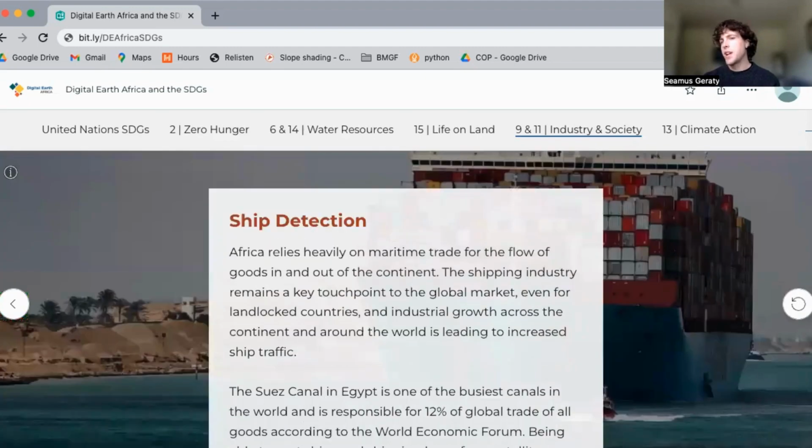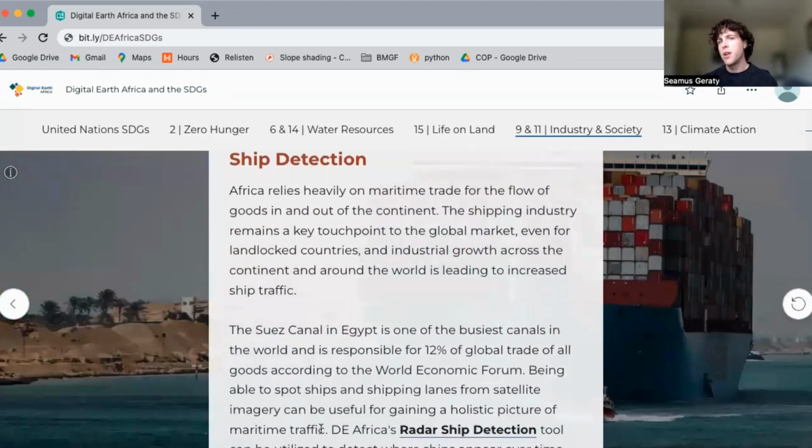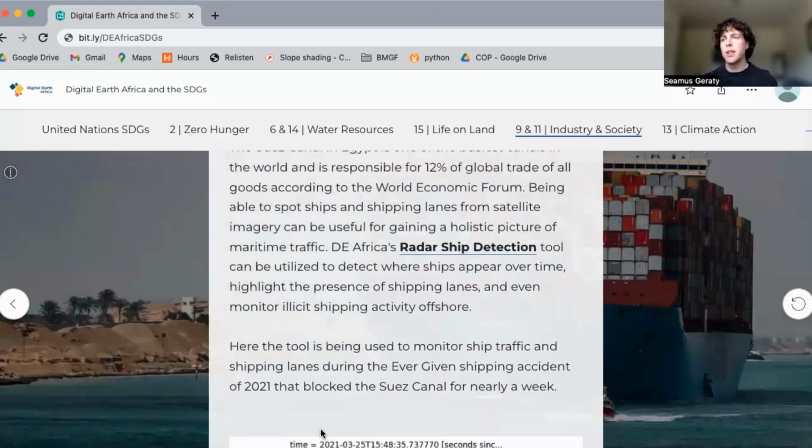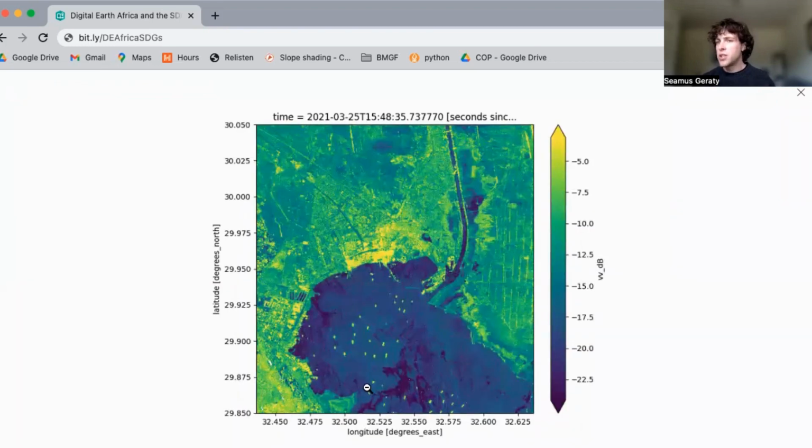Another example, and this one is kind of a fun one, but Digital Earth Africa actually has a radar ship detection tool that can be utilized to detect where ships appear over time, allowing users to highlight the presence of shipping lanes and even monitor illicit shipping activity offshore. This example shows a visualization from the tool during the Ever Given shipping accident that occurred in, I believe it was 2021 on the Suez Canal, the one where the large container ship crashed sideways and blocked the canal for nearly a week. This image from March shows ships lined up in the bay as they wait for the canal to be cleared. The little green dots against the blue you can see clearly, and the blue is the water, and this other green is the land, but you can see the ships as kind of speckled into the bay.